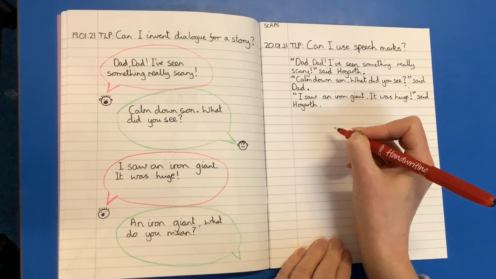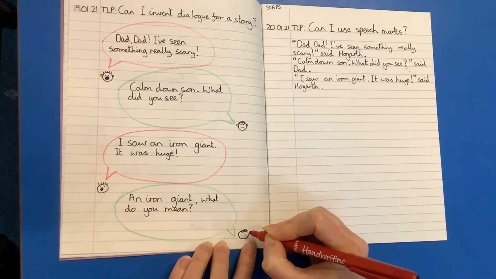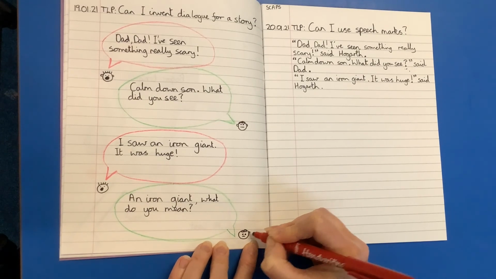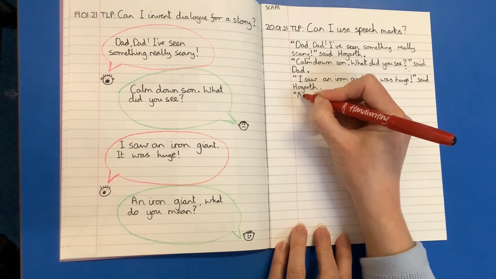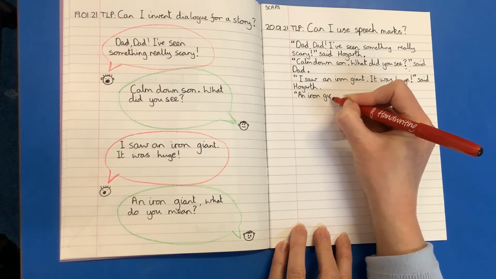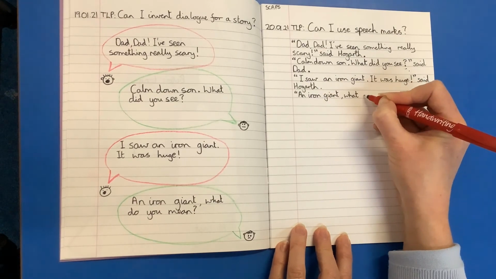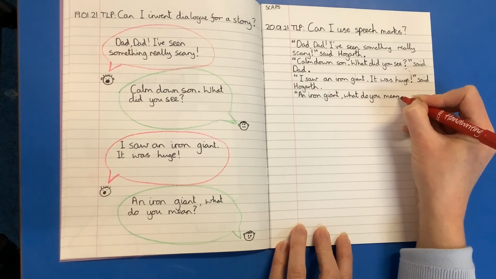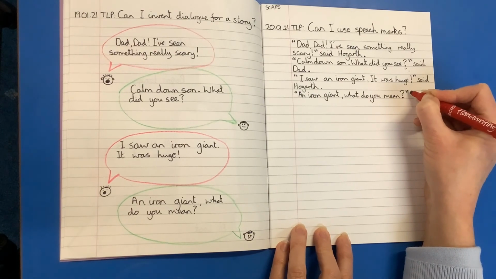And then I'll go on to my final sentence, which is the one from Dad. Here's Dad, very sensible haircut. Okay, he's beginning to look a little bit concerned now, isn't he? So, speech marks. Capital is the A, and "An iron giant, what do you mean?" And again, he's asking a question here. We've got our question word, which is what. So we are going to need to finish that sentence with a question mark. So my punctuation is the question mark and my speech marks go after.